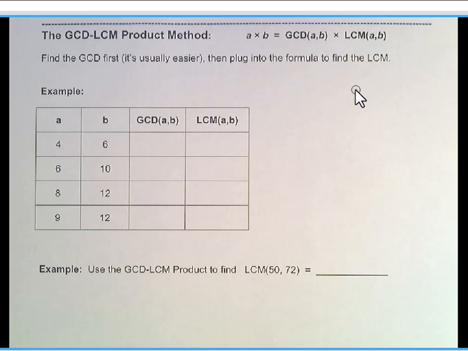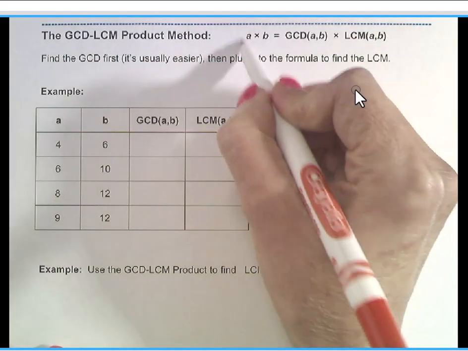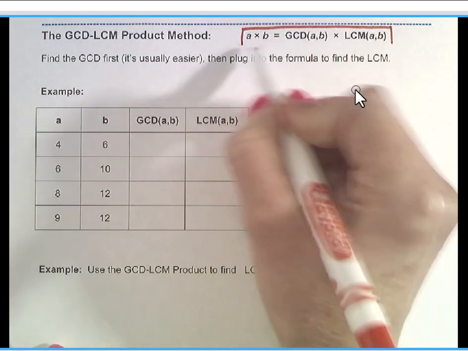The next method for finding GCD and LCM is called the GCD-LCM Product method. So this one is actually like a formula that you would need to memorize if you want to use this method. So here's the formula.